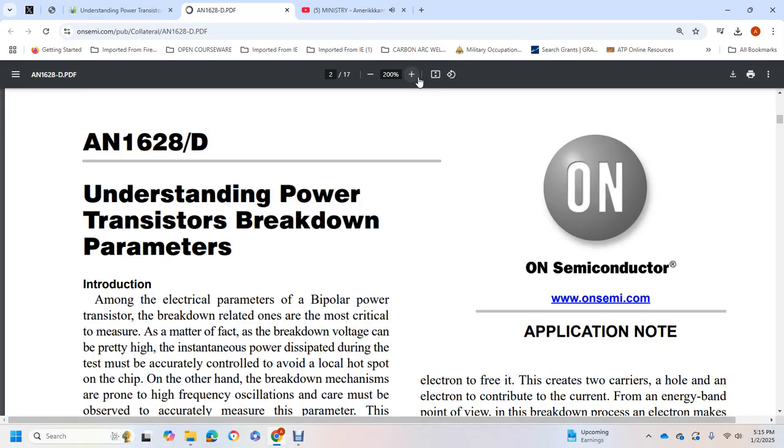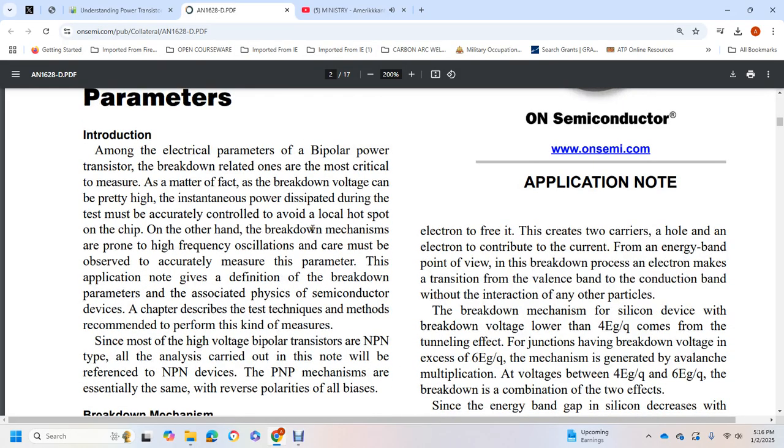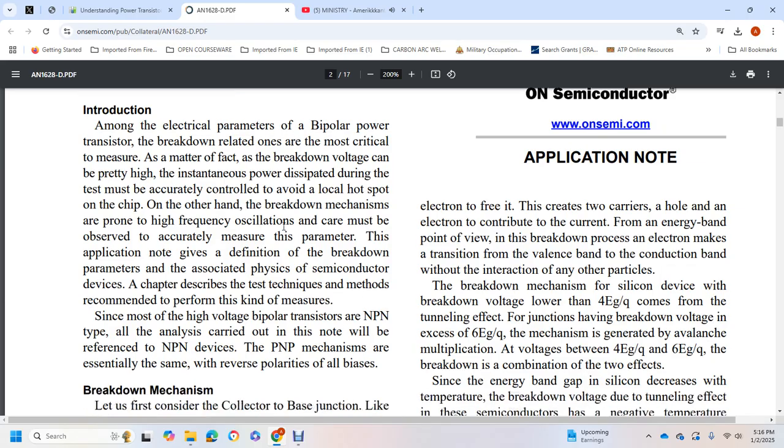Alright, understanding power transistors: breakdown parameters. Among electronic parameters, bipolar transistor breakdown is one of the most critical measures. With a pretty high breakdown voltage, the instantaneous power dissipated during the test must be accurately controlled to avoid a local hot spot on the chip. On the other hand, the breakdown mechanism from the highest frequency oscillation must be measured accurately. Now we give the definition of the breakdown parameters associated with the physics of semiconductor devices. The chapter describes the test techniques and methods recommended to perform these kinds of measures.